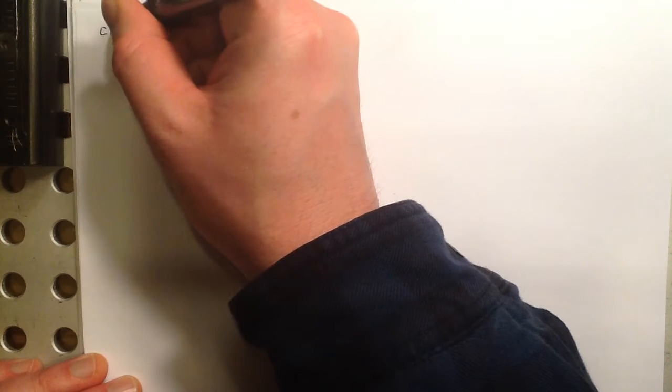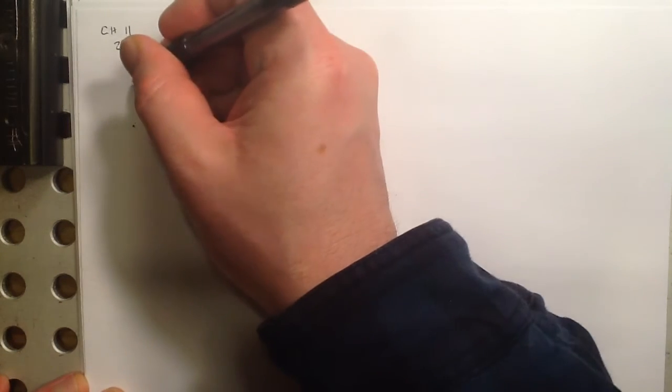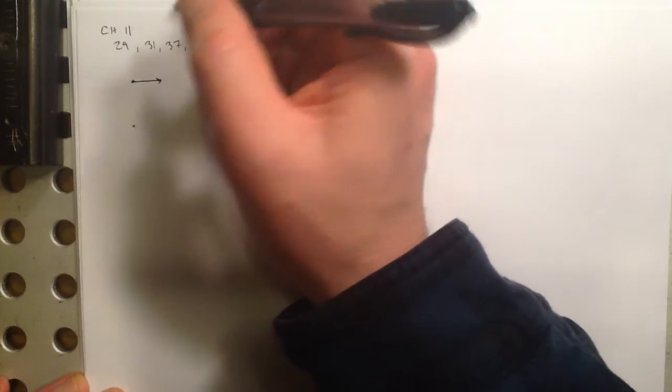Some physics problems here from Chapter 11, our introduction to angular momentum. So number 29, we have two particles. Particle 1, an origin here. Particle 1 has a velocity in this direction.